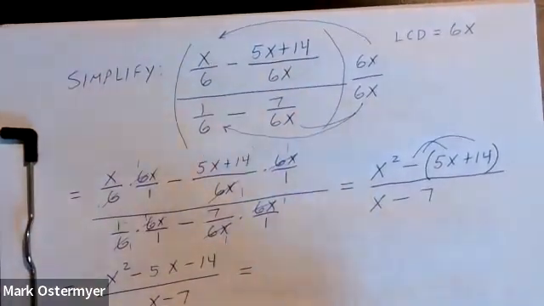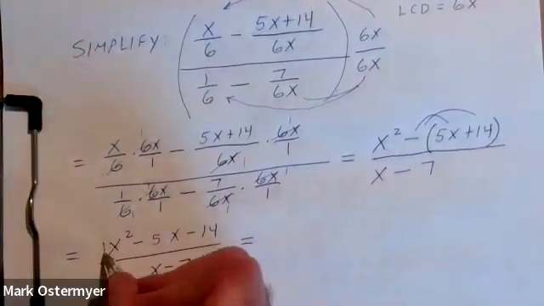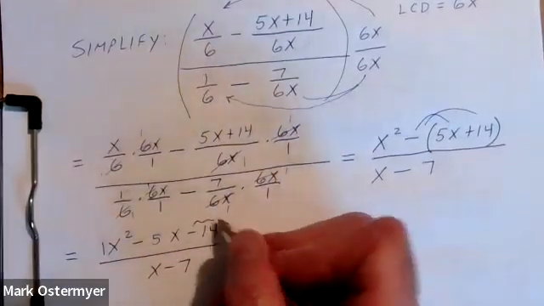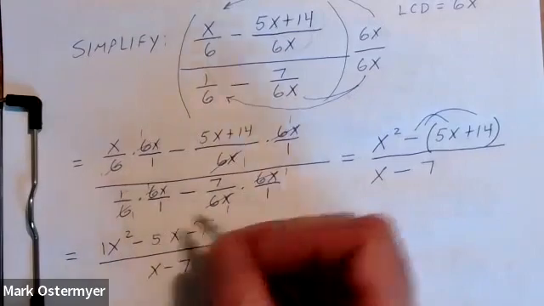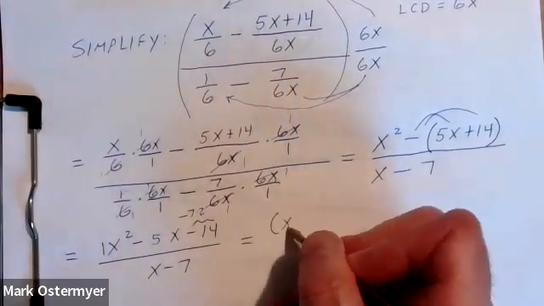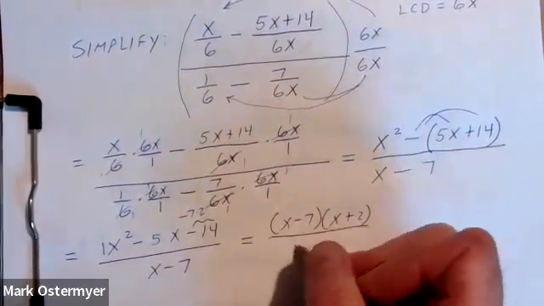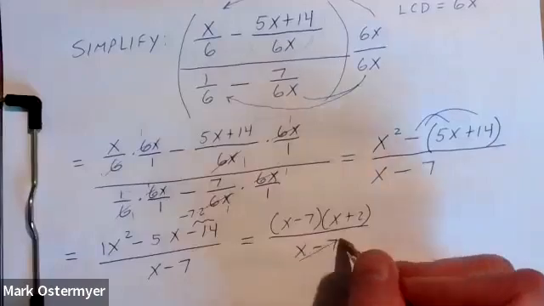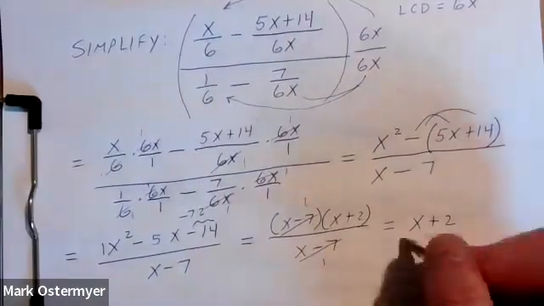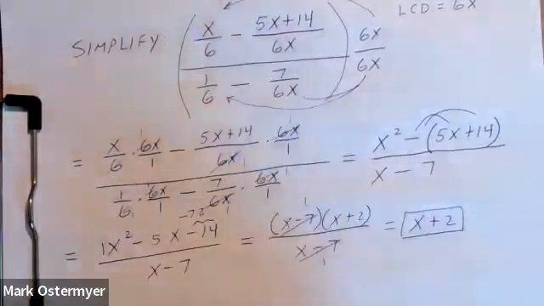One last thing is we need to ask ourselves, can this trinomial in the numerator be factored? We need to entertain that possibility because it might lead to reduction. And sure enough, there are two factors of negative 14 that sum up to negative 5, namely negative 7 and 2. Hence, this trinomial factors into x minus 7 times x plus 2. And we can see that the x minus 7 factors now reduce out to ones, leaving you with your final answer of x plus 2. So this would be the simplification of this complex fraction.